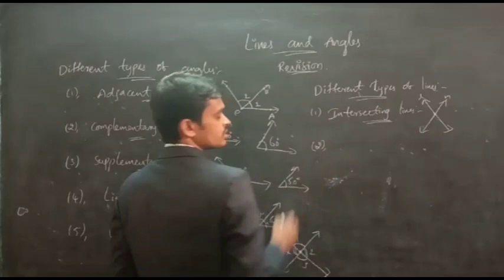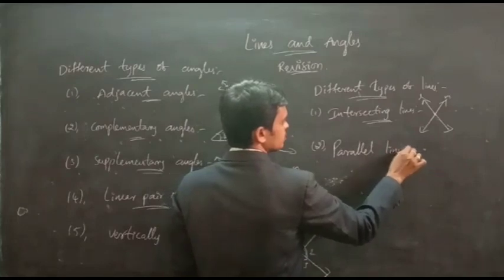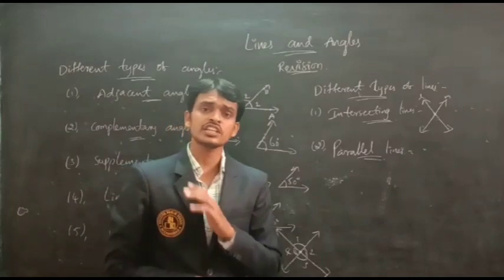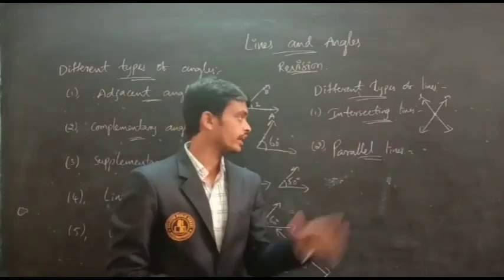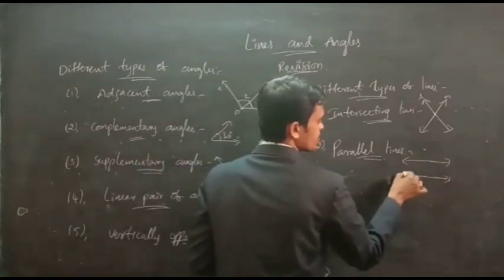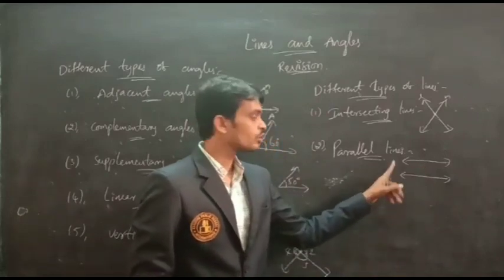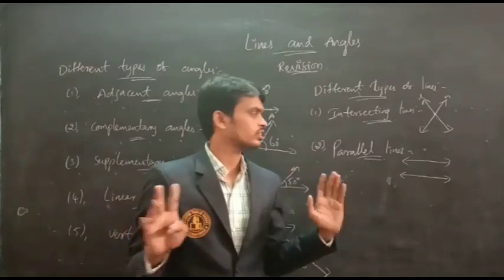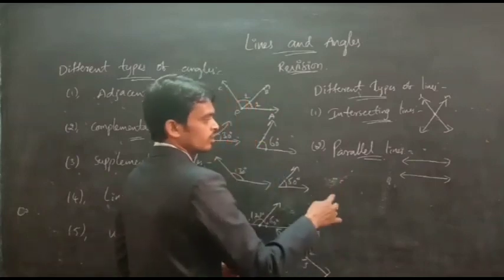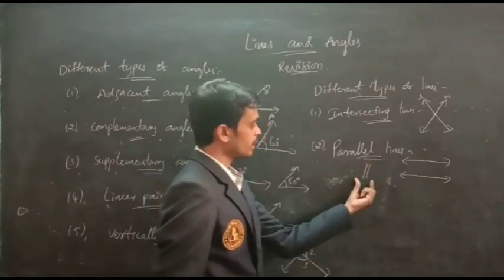Next, second one, parallel lines. If two lines do not intersect at any point, then the lines are called parallel lines. This is a diagram of parallel lines. Do they intersect at any point? No. So if two lines do not intersect at any point, then the lines are called parallel lines. The parallel symbol is denoted like this.